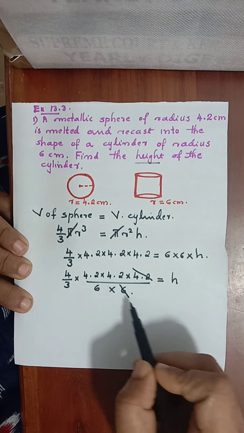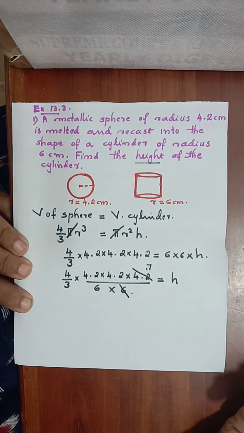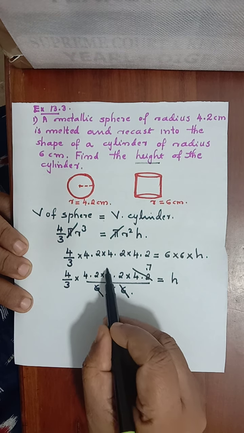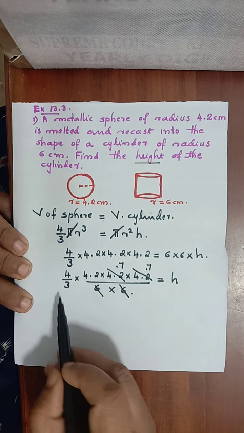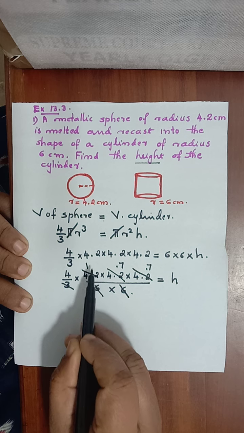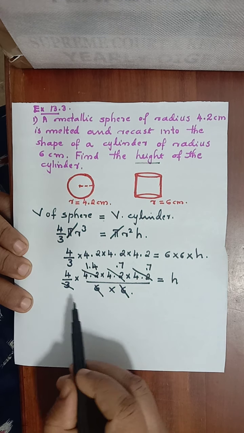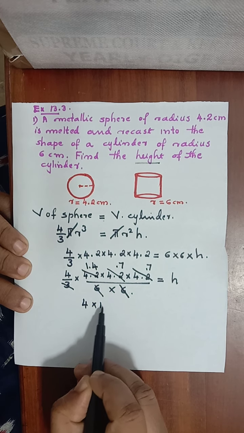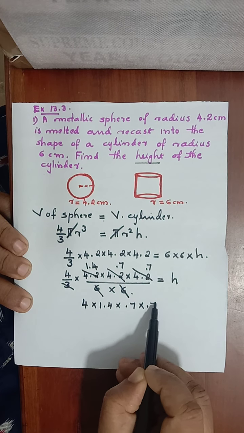6 and 4.2: 6 7s are 42. So here it is decimal. 6 7s are again 42, so 0.7 comes here. Now with 3 also we can cancel. 1 times 3, now comes 12, 4. Decimal you give 1.4. Now 4 into 1.4 into 0.7 into 0.7.